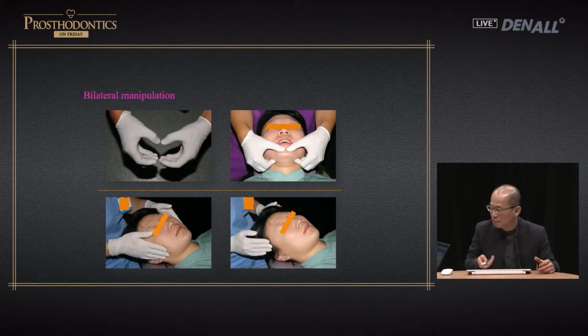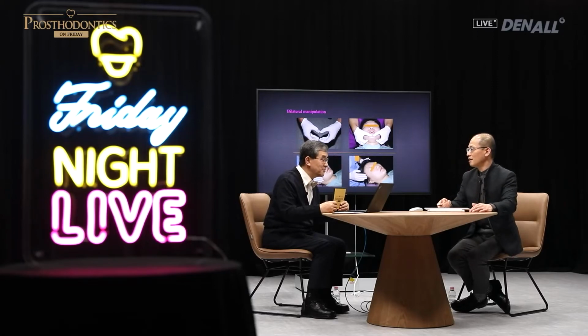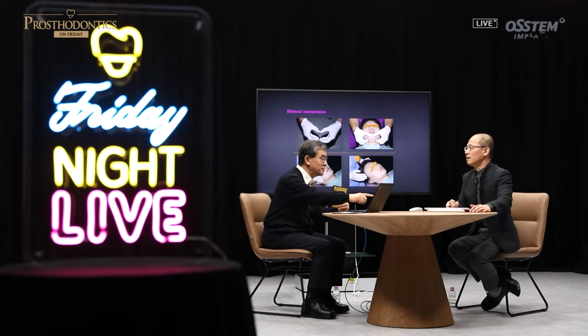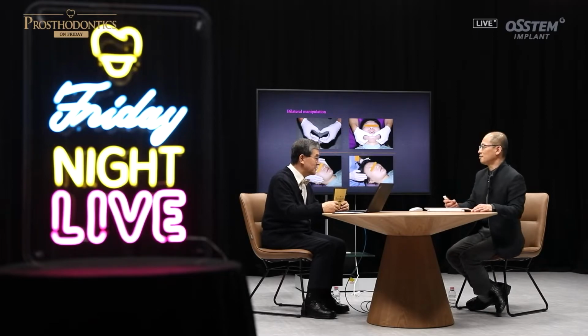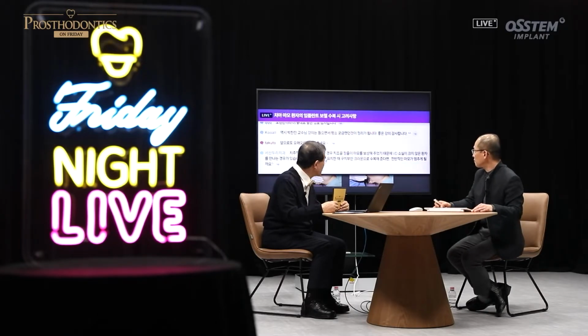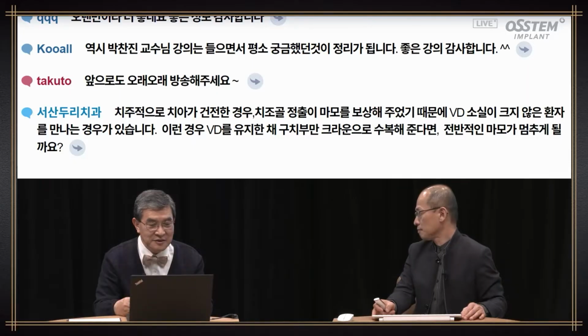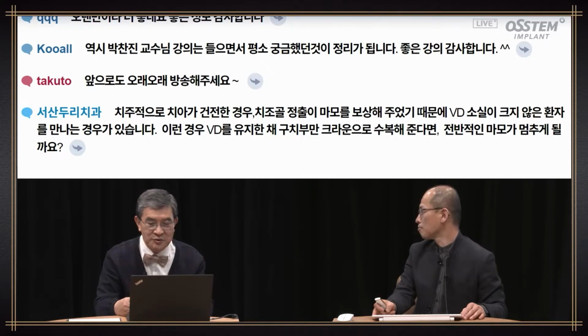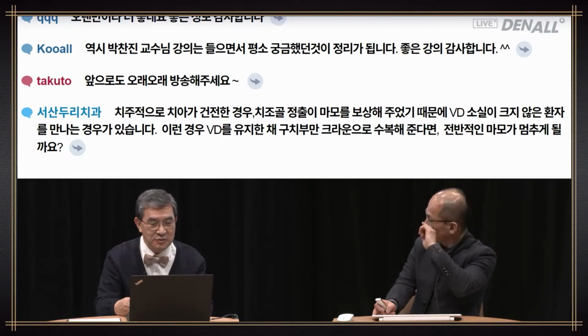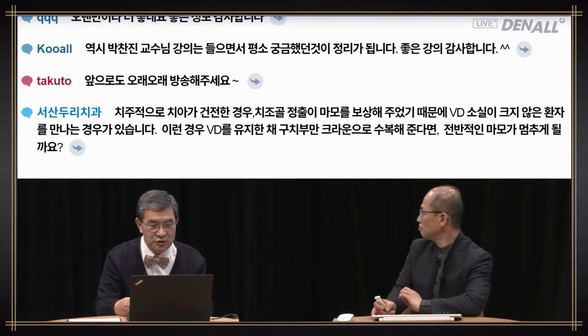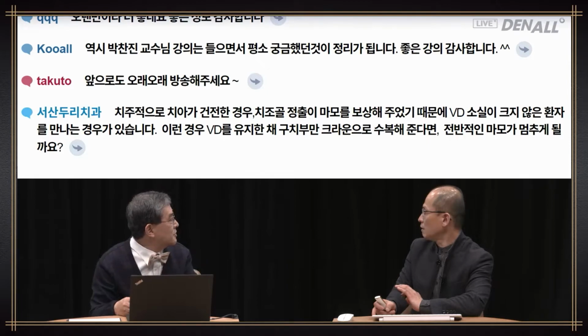Now, apologies, but again, there is a question about vertical dimension. Let's answer that. I think from Seosan Duri Clinic, the question came in. If the teeth are healthy and the wear has been compensated by the protrusion of the alveolar bone, there's not much loss of VD. So while maintaining VD, restoring with the crown alone, would that stop the overall abrasion or wear?